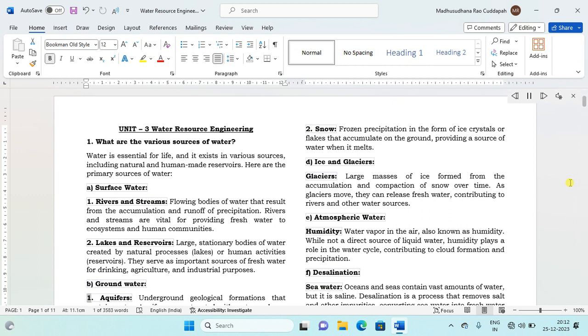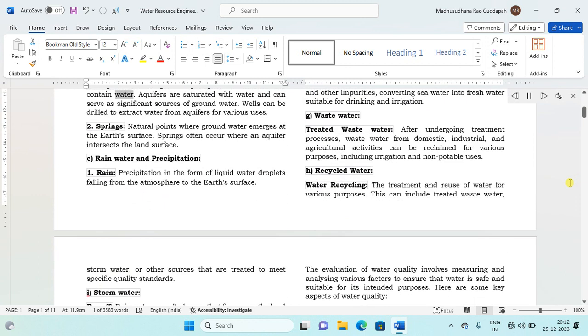B. Groundwater. 1. Aquifers, underground geological formations that contain water. Aquifers are saturated with water and can serve as significant sources of groundwater. Wells can be drilled to extract water from aquifers for various uses. 2. Springs, natural points where groundwater emerges at the Earth's surface. Springs often occur where an aquifer intersects the land surface.